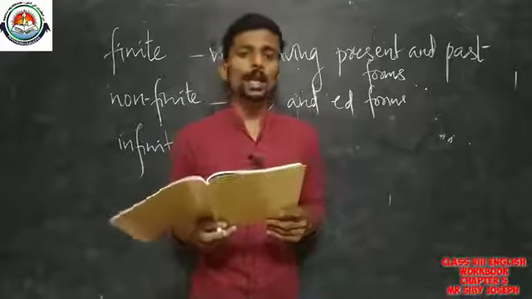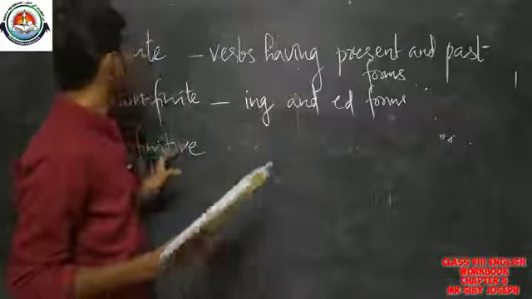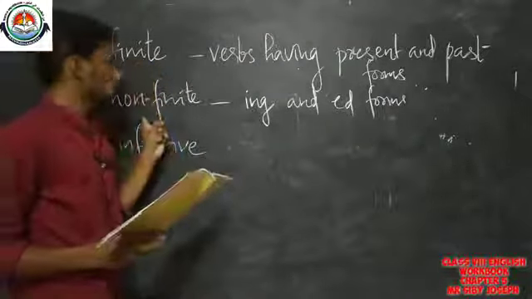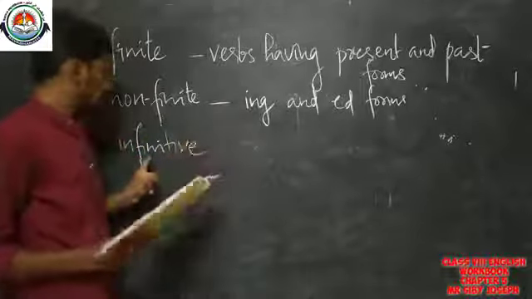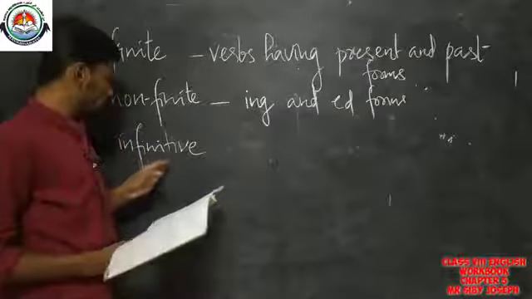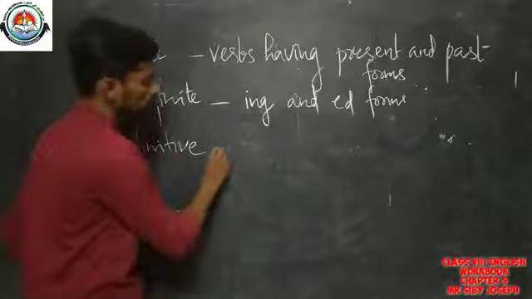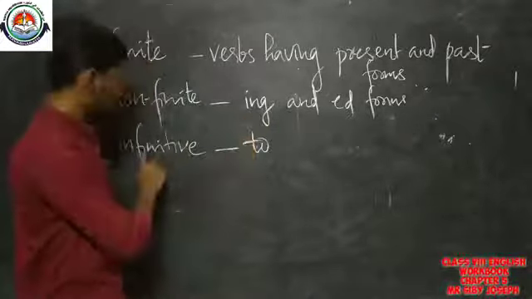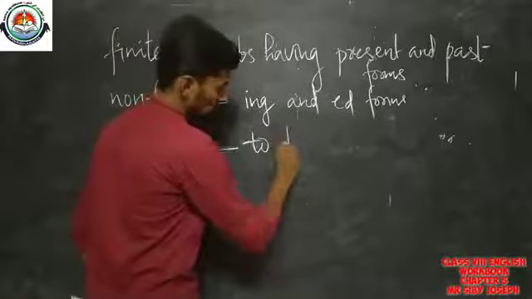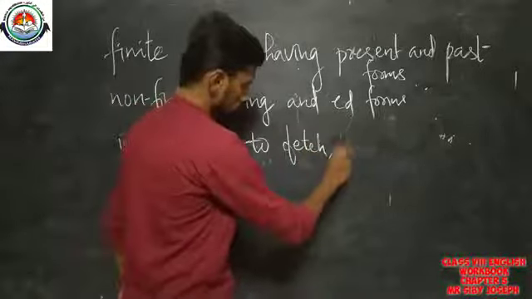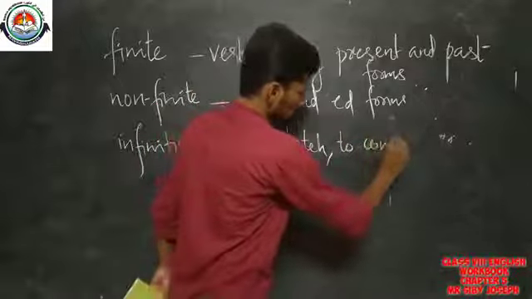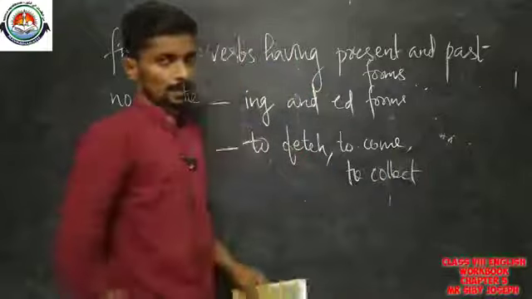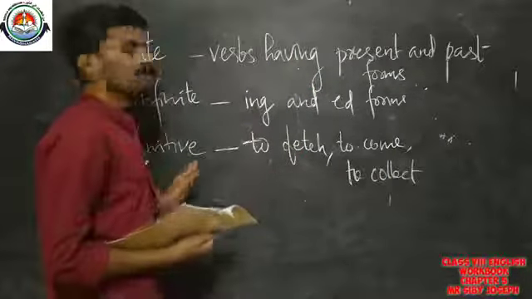I hope that you got an idea about what are finite verbs and what are non-finite verbs. Then we forgot to speak about infinitive verbs. Infinitive verb means the to plus base form of the verb, like to fetch, to come, to collect, etc. They are known as infinitive forms.